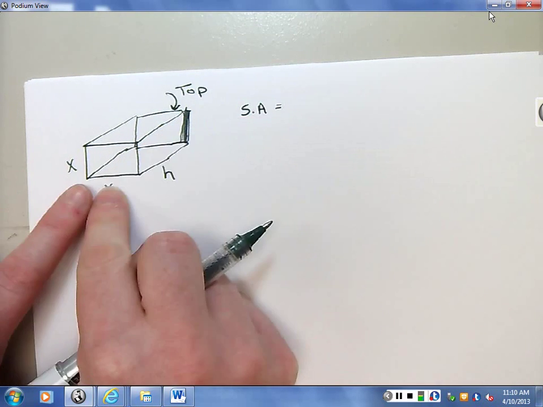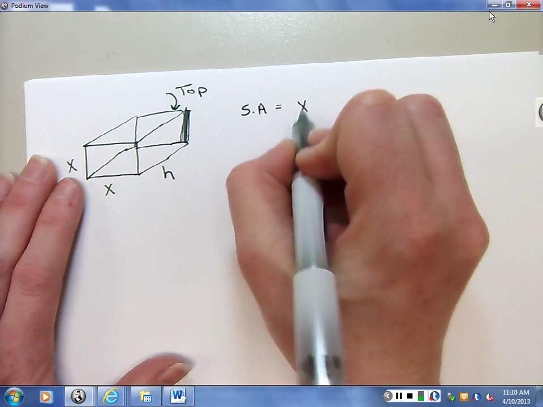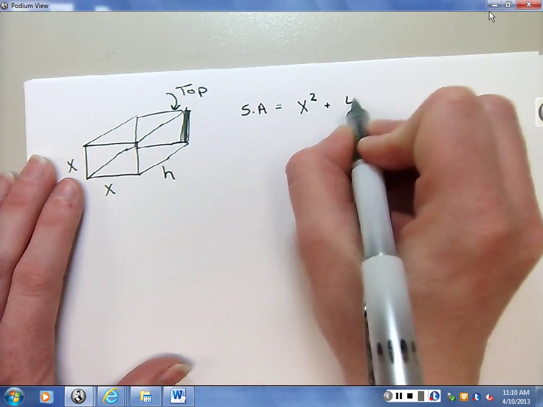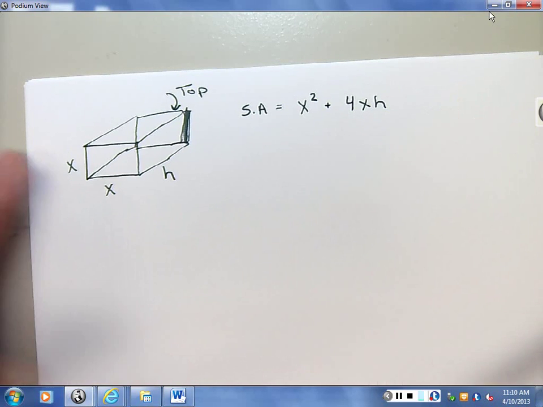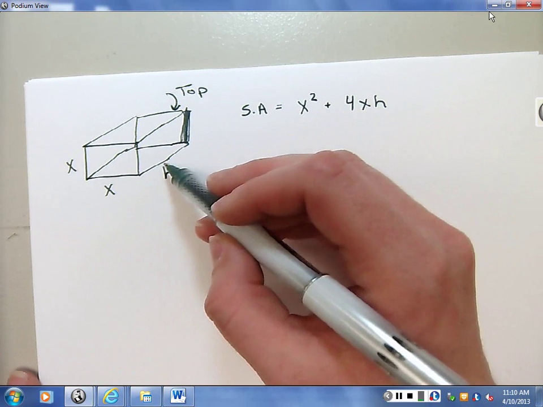Because if it has a square base, then the top would be x by x. So the surface area would be x squared, because there's one bottom, plus 4xh, because there's 4 sides, and the sides' area is x times h. Right? Okay. Does that make sense?